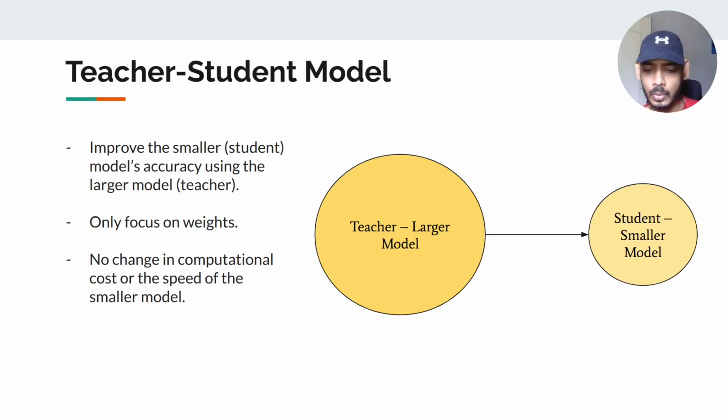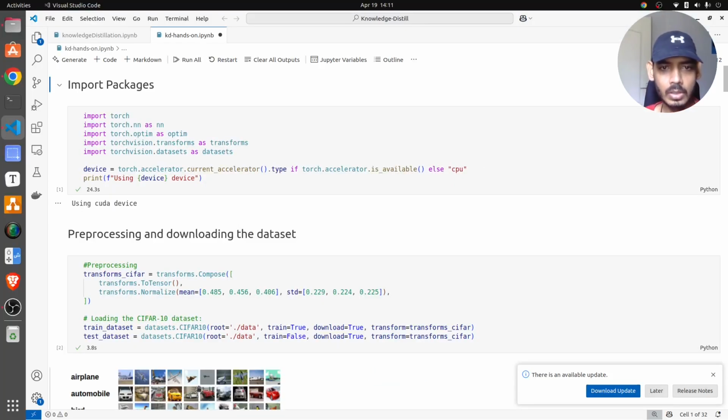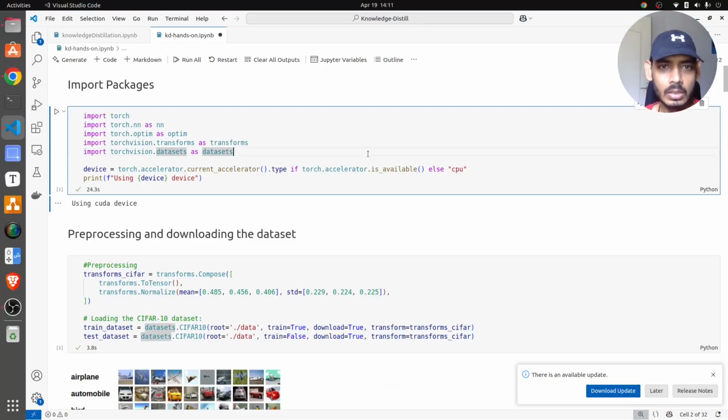With that, we'll jump on to the Torch implementation of knowledge distillation. There is an official implementation by PyTorch, which you can go through to go in depth into different ways of knowledge distillation and different aspects that you can change in knowledge distillation. So let me go to the notebook. This is the notebook here.